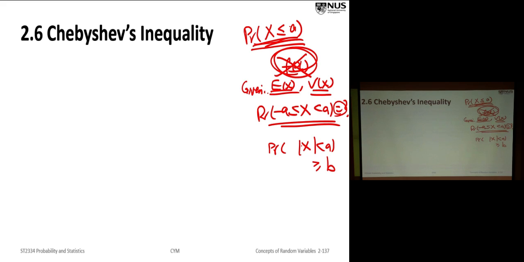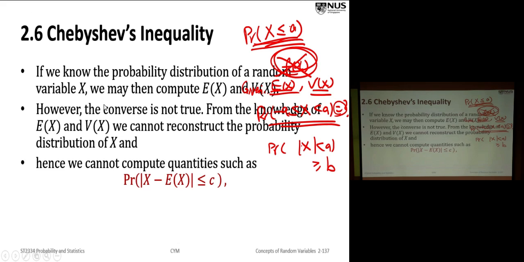That is what we call the Chebyshev inequality. Chebyshev is a Russian mathematician, and he proved that if you know the expectation of x and the variance of x, or the standard deviation of x, then you can answer the question: what is the bound for the probability of x within a certain range? So this is what we do.